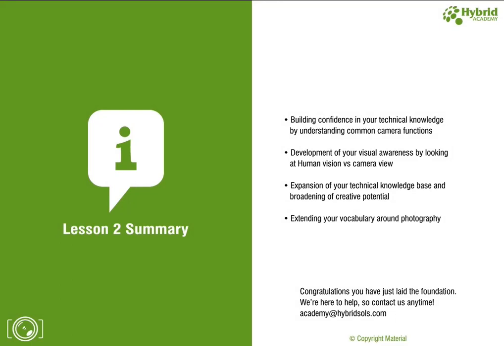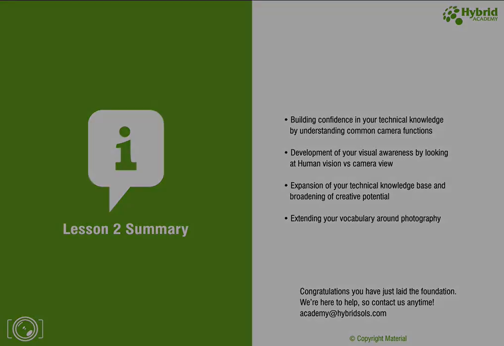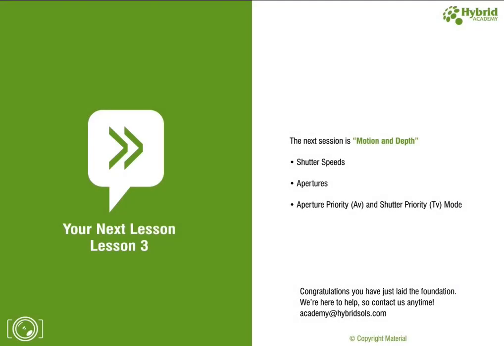Today in lesson 2, we have learned all about camera functions, lens types, and have also understood the difference in vision of a camera and a human eye. Going forward, we will learn a lot more about photography. In the next session, we will learn about motion and depth in a photograph. We will also learn what an aperture is and how to adjust shutter speed as per our photo requirement.